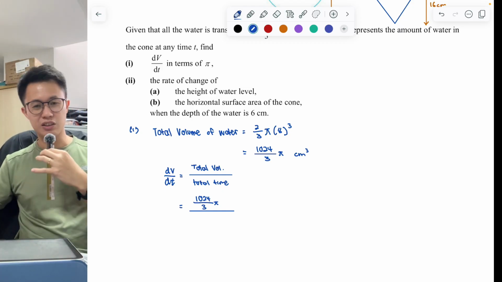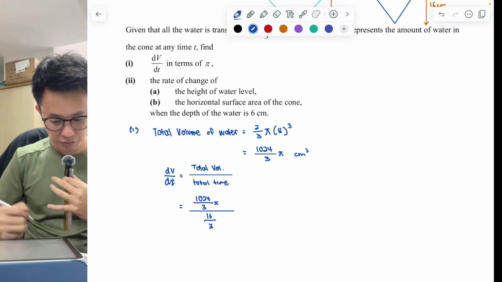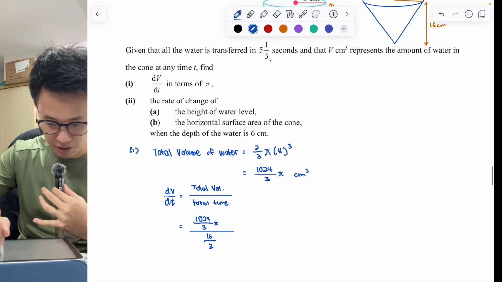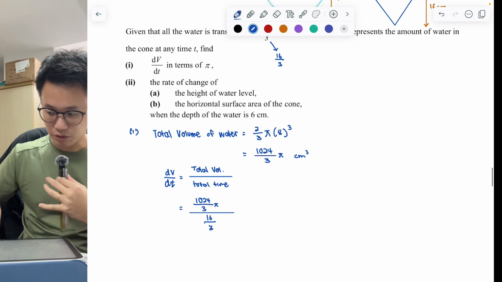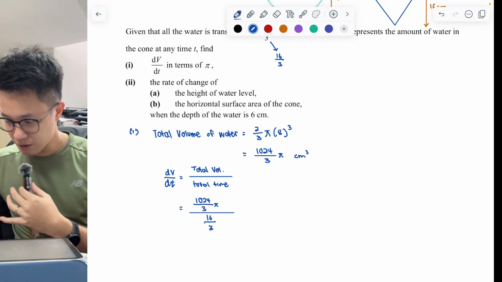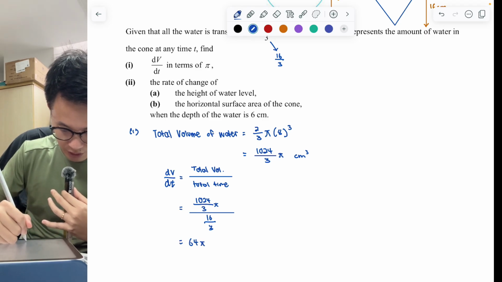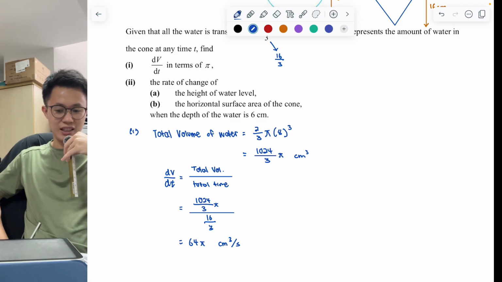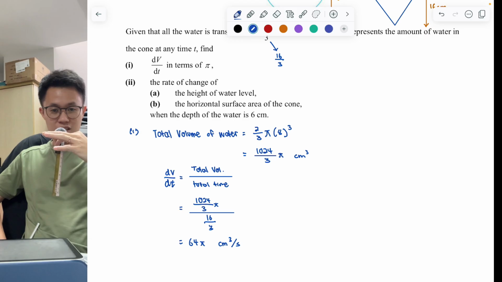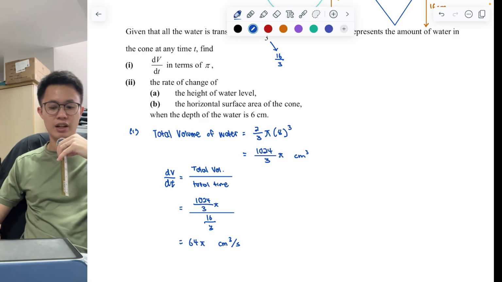Okay, but I don't really like to use mixed numbers here. So in this case, this will be 16 over 3. Right? See, this is 16 over 3. So it's the total volume divided by total time. Now from here, you will do your calculations and you'll get a pretty nice number. You're going to get 64π cm³ per second. So this question forces you to create dV/dt on your own. Then we can find the rate of change.